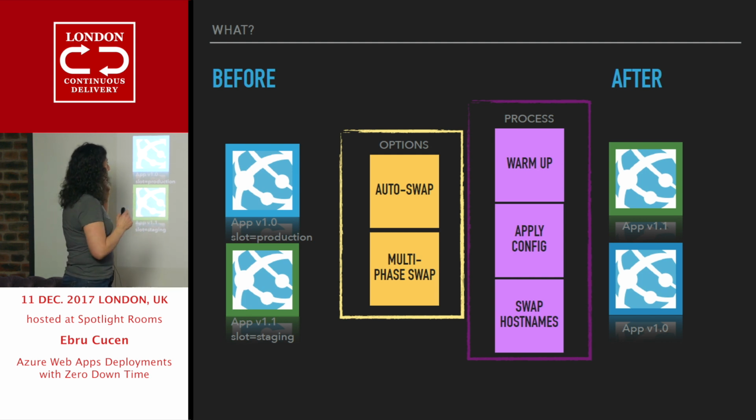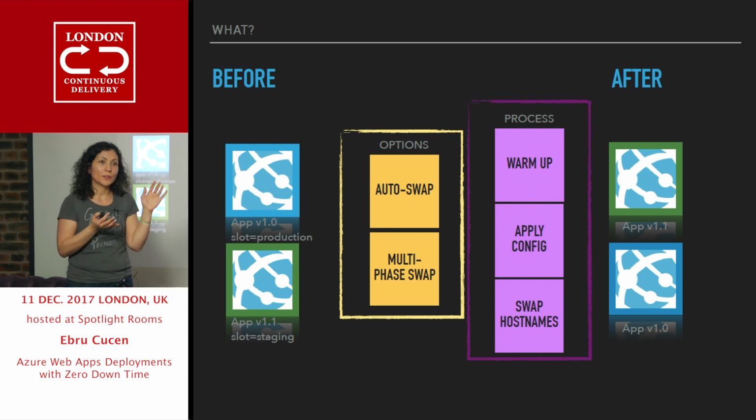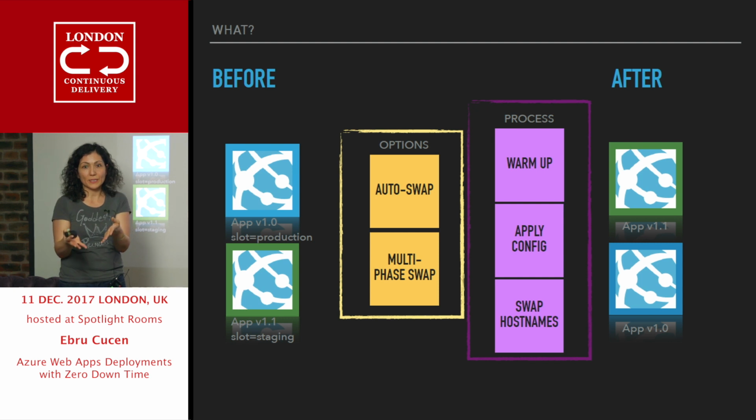Behind the scenes, there are two options for how it works. Either you can select auto swap from the Azure portal, which means every time you do a staging slot deployment, it automatically swaps, so you don't have to deal with anything. Or you have the option to do the multi-phase swap, which allows you to do it with a preview, which means you can also run your tests.